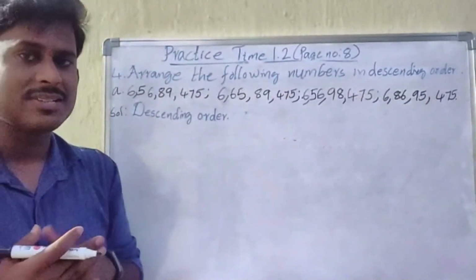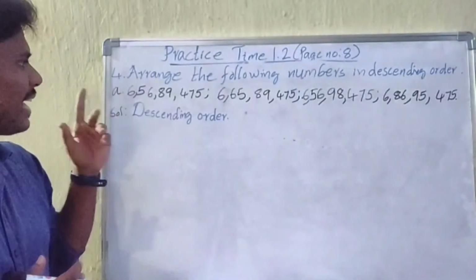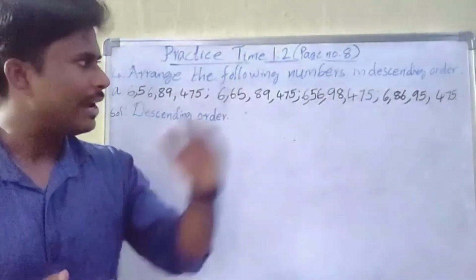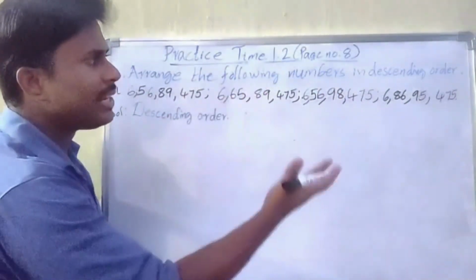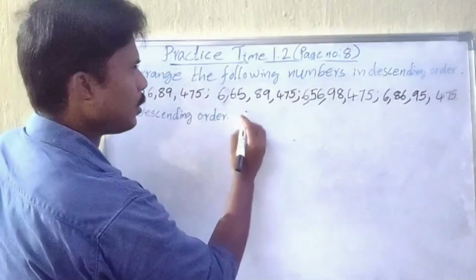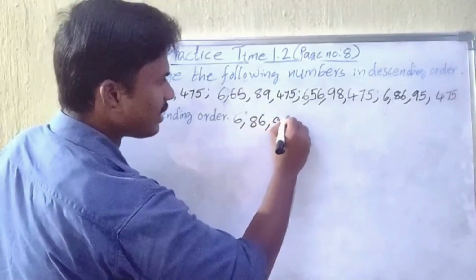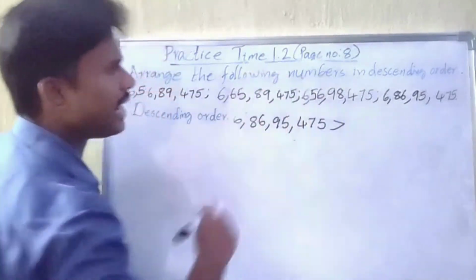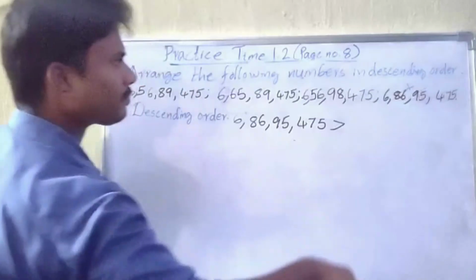Okay, as this is descending order, from greater number to smaller number we go. In the 10 lakhs place, which digit is greater? 8 is greater. So we have to write this number. When 8 is greater, automatically the total number becomes the greater number. Okay. Now 6 crore 86 lakhs 95,475 is greater than. As this number is completed, just strike off.